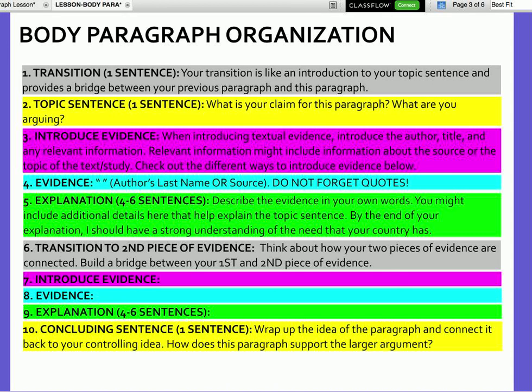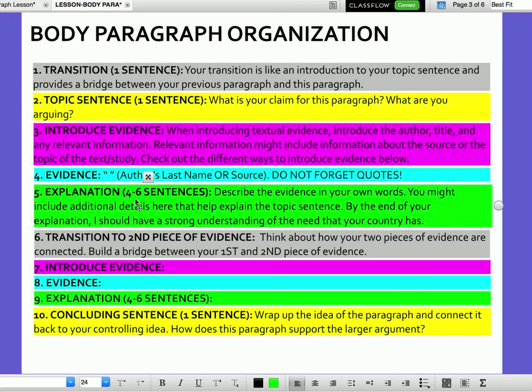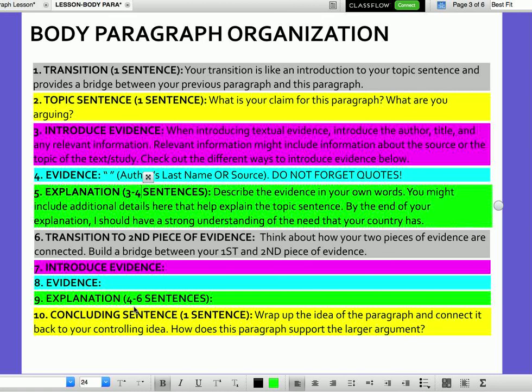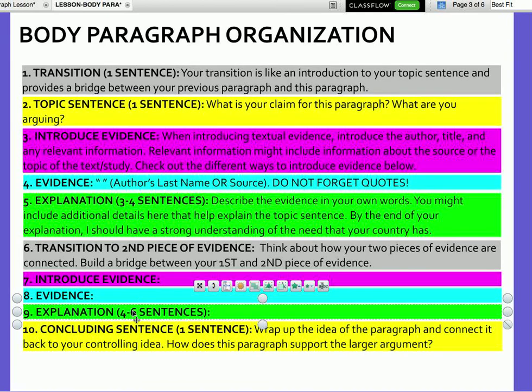So let's look at our explanation. So our explanation needs to be 4 to 6 sentences long. Actually, that's not right. For the advanced, each explanation should be 3 to 4 sentences long. So it shouldn't be 1 to 2. It should definitely be 3 to 4.